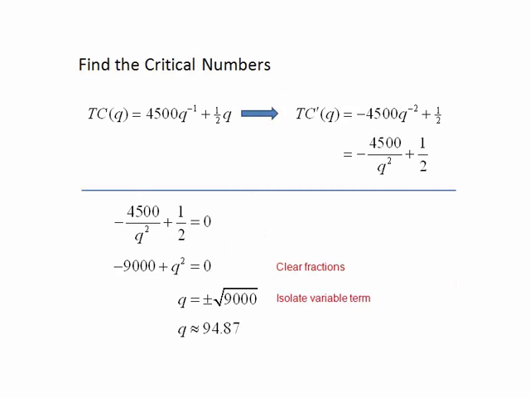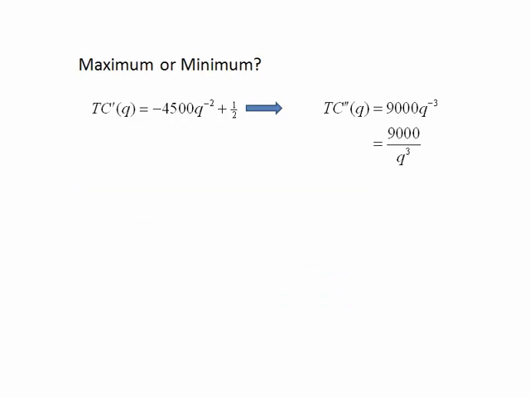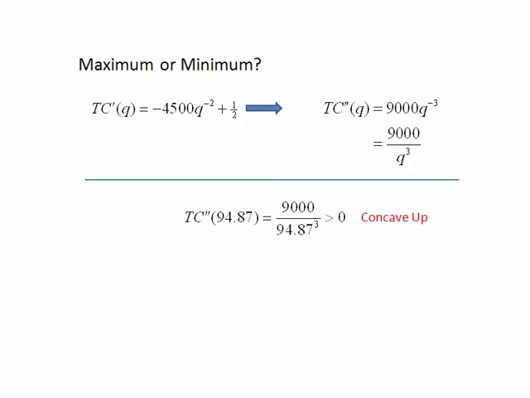Set the derivative equal to 0 to give a realistic critical number of approximately 94.87. The second derivative can be used to determine whether the critical number is a relative maximum or minimum. Since the second derivative is positive at the critical number, it is a relative minimum.